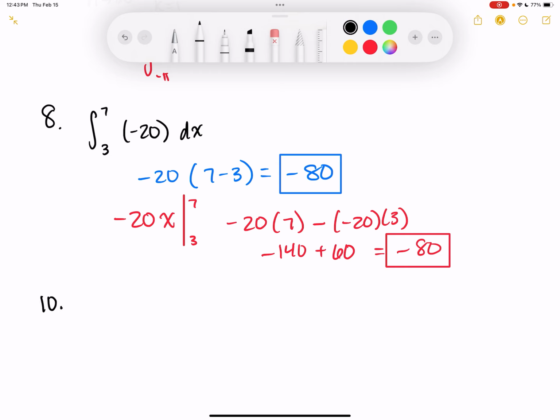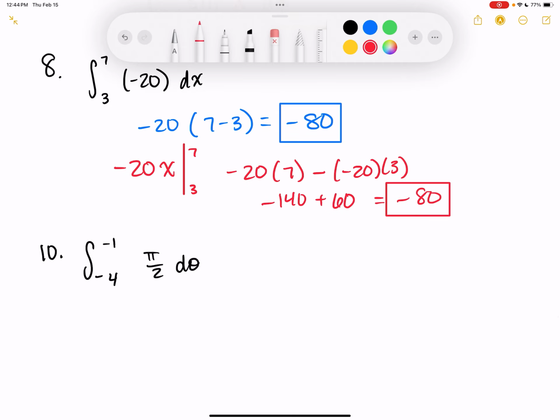Number 10. The integral from negative 4 to negative 1 of pi over 2 d theta. Now remember the d whatever, so d theta, in this case it was dx before, that tells us with what variable we are integrating with respect to. So if I were to do this the long way, I'm just going to show you the setup, I'm not going to actually work it out. This would be pi over 2 theta, evaluated from negative 4 to negative 1. That would be the setup of that.